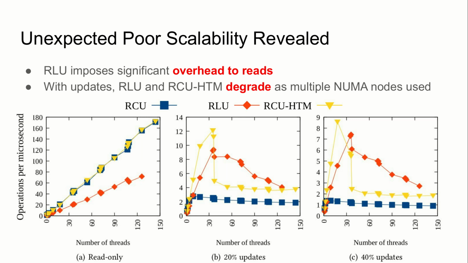The evaluation results are shown here. As you can see, unexpected poor scalability was revealed. RLU imposed significant overhead on reads, and with updates, both RLU and RCU HTM degraded in performance as multiple NUMA nodes started to be used.